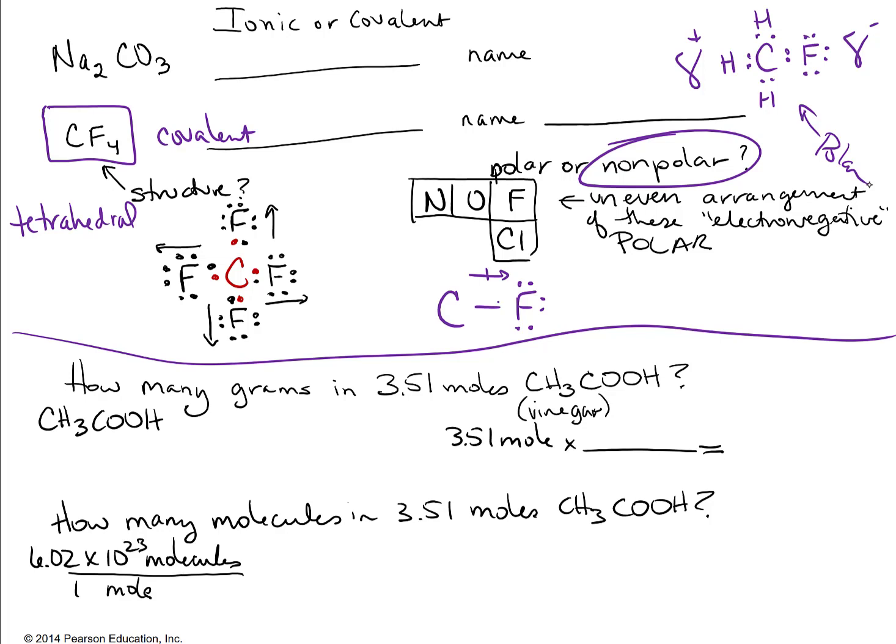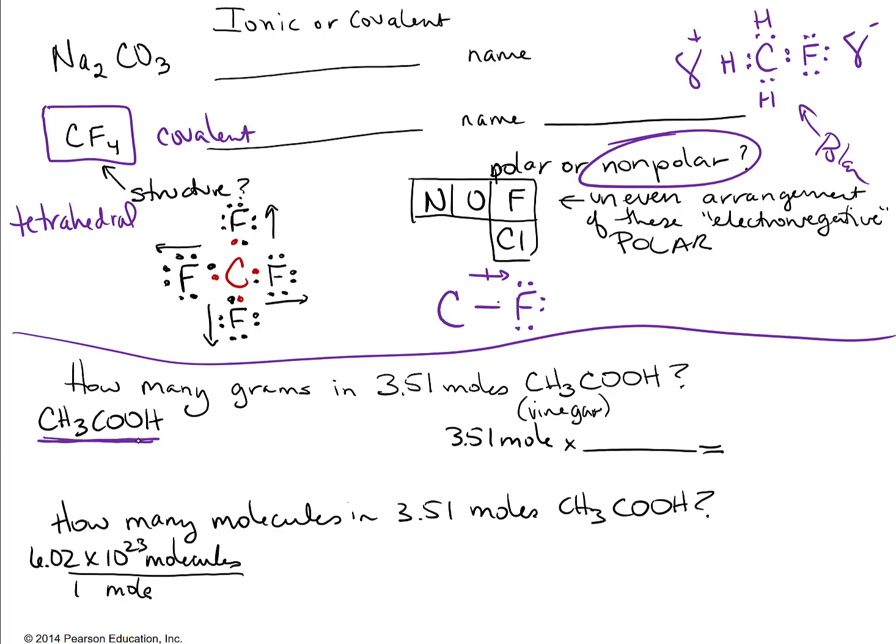Those last 2, that was the stuff that we ended with in chapter 3. That is doing grams to moles and moles to grams. And so if you want to know how many grams in 3.51 moles of vinegar, which is CH3COOH, in order to find that, what do you have to figure out? How many grams are in 1 mole? Exactly.